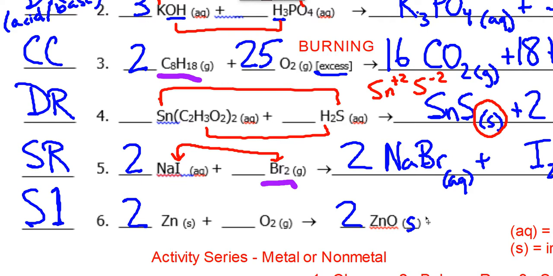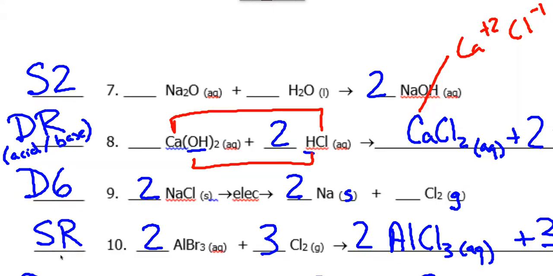Number 6. For number 6, we're dealing with a synthesis reaction. We have zinc and oxygen coming together to make one product. You use the synthesis piece of paper you're going to get to figure out which one it matches up with.